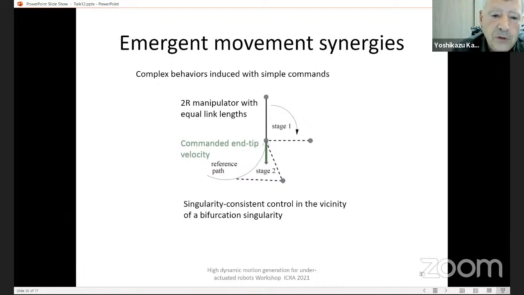So if you apply this command, it results first in a pure rotation of the links. The end link does not move, almost no more. You cannot see that it moves. But after a 90 degrees rotation, when it becomes orthogonal to the command, the end effector, the end tip, starts tracking the reference path, and you have stage 2 tracking the reference. So this is an example with the same command, and it generates quite a complex motion.